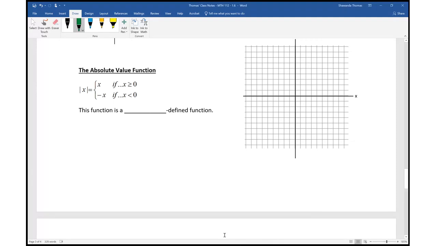Let's graph the absolute value function. So the absolute value function is a piecewise defined function. Notice it has two parts. The output is x if x is greater than or equal to 0, and is negative x if the x's are less than 0. So let's do a t-table.